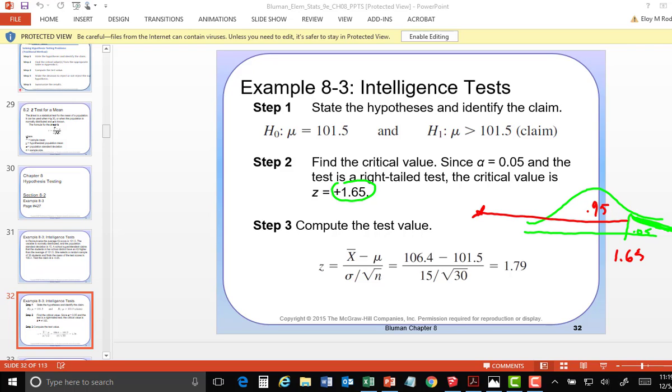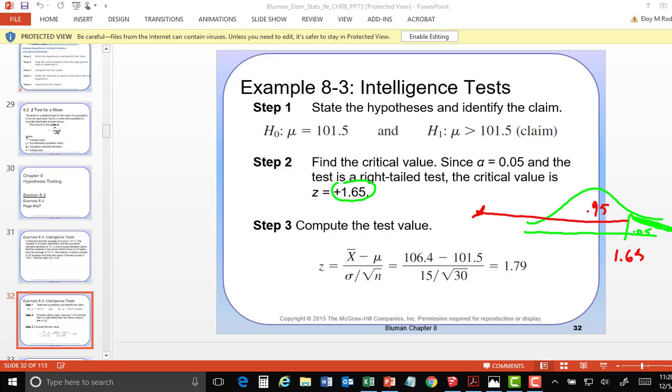This is the case where sigma is known. So we have the test statistic, and here's what we claim, 101. That's what we're claiming, that it's greater than that, right? Our claim is actually in the alternative, see? Claim. Okay, so we put it in there. Now, where did we get the 106 from? We got it from a sample that we took. I think the sample size was 40 or something like that.